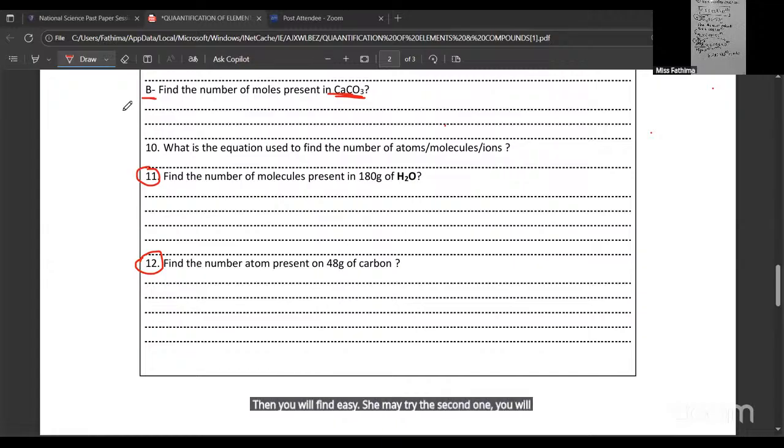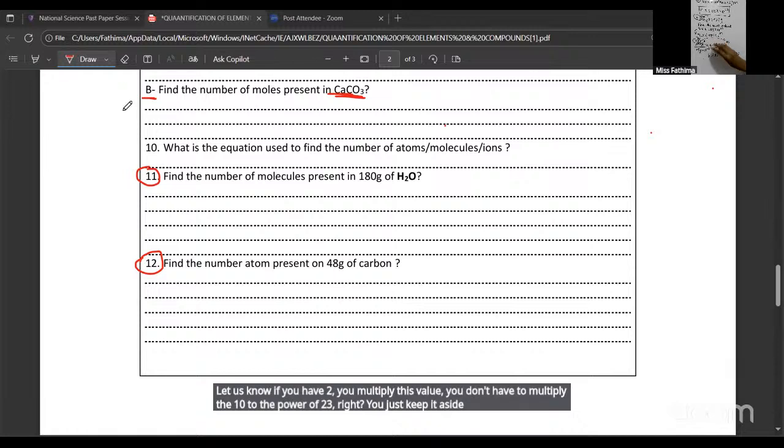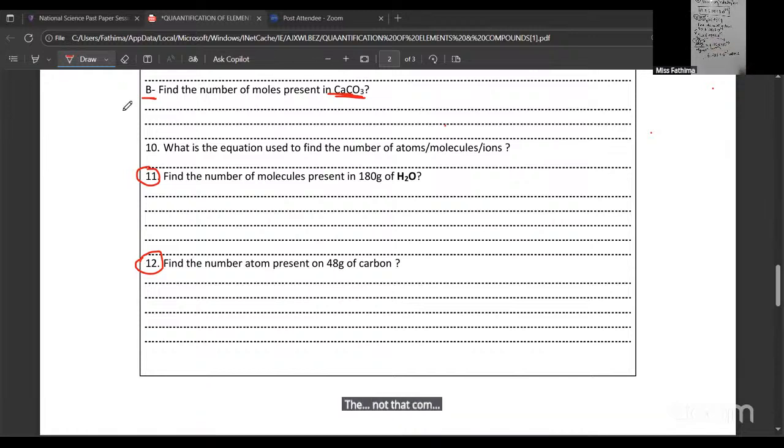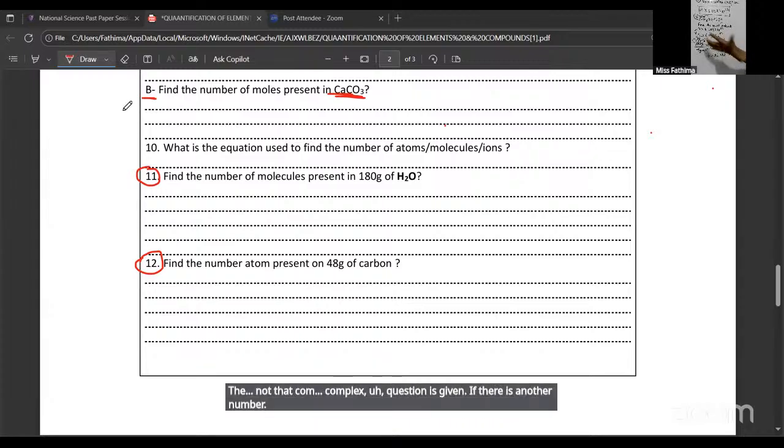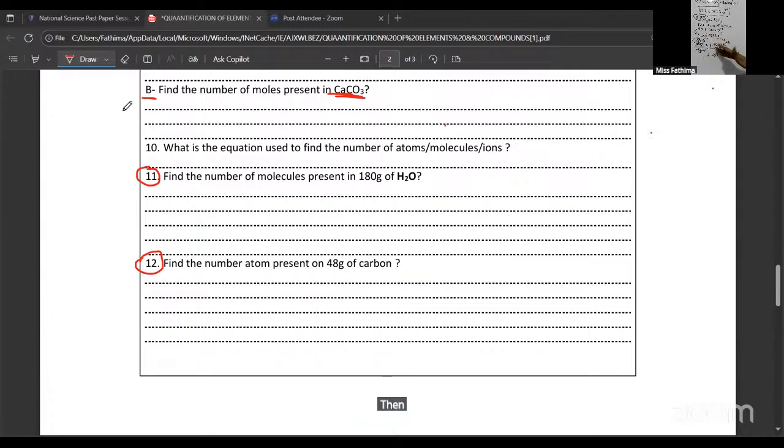You will understand. When you have this 10, only this power will change. Otherwise, no. If you have 2, you multiply this one. You don't have to multiply the 10 to the power 23. You just keep it aside. You multiply this 6.022 only. Not that complex a question is given. If there is another number, then you just multiply the 6.022 only. So that is what you have to do in the 12th question.